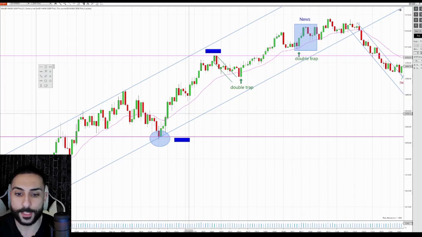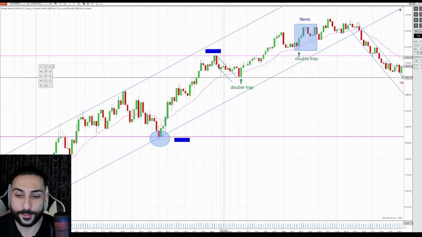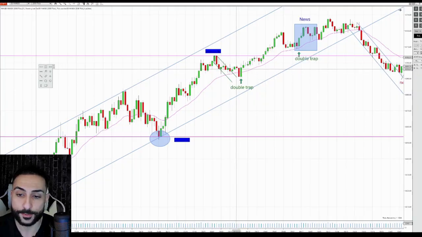The only other indicator I use is the EMA, and I use it for confirmation entries as well. It's an indicator if prices, for example, here are holding up above it, we have a nice bullish trend.